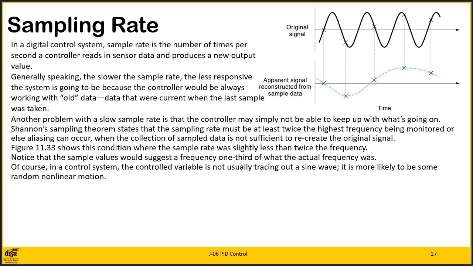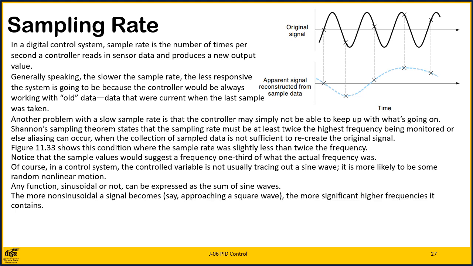Of course, in a control system, the control variable is not usually tracing out a sine wave, it's more likely to be some random nonlinear motion. How would Shannon's sampling theorem be applied in such a case? To answer this question, we must invoke Fourier's theorem. Any function, sinusoidal or not, can be expressed as the sum of sine waves.